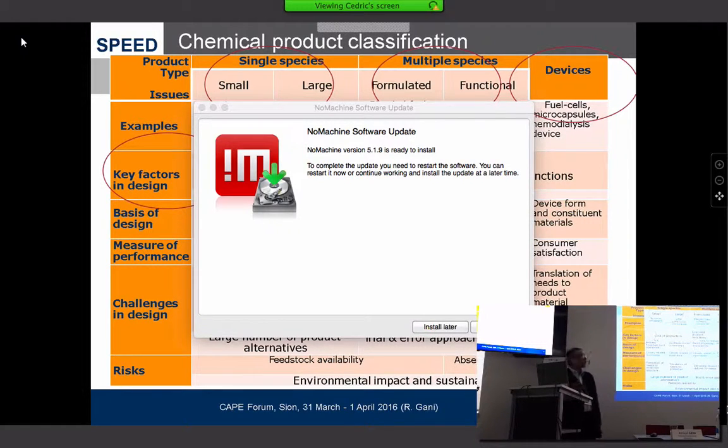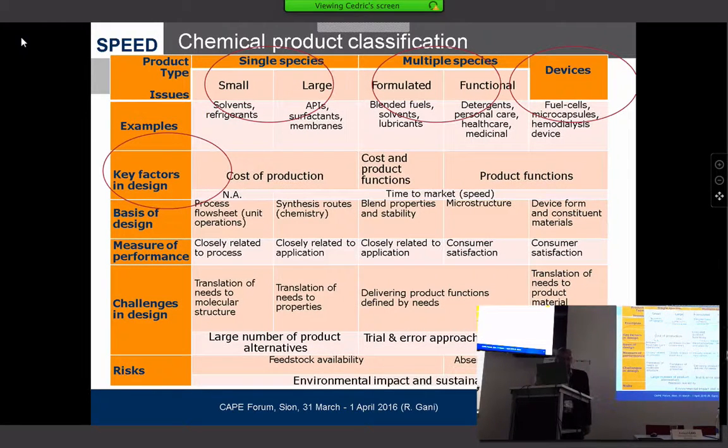But if we look at the formulated products, these are also cost related, but also the product functions are important there. So if we are talking about detergent, it has its function. At the same time, it needs to be produced. Then we have the devices. They are mainly functions. The process is not that important. The important thing is whether they can perform the functions that are needed.